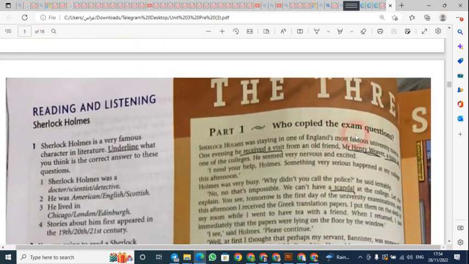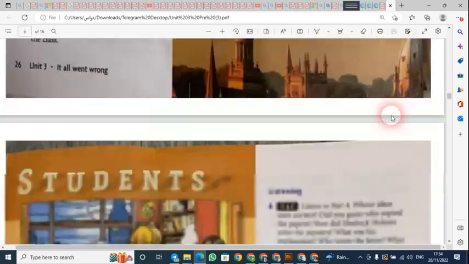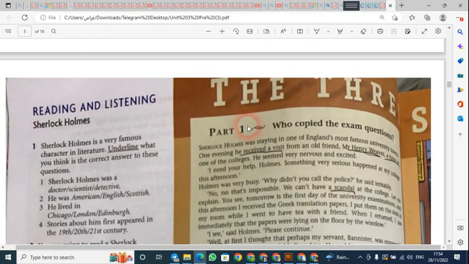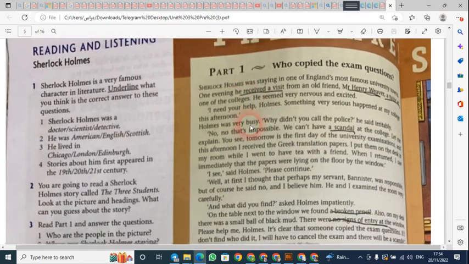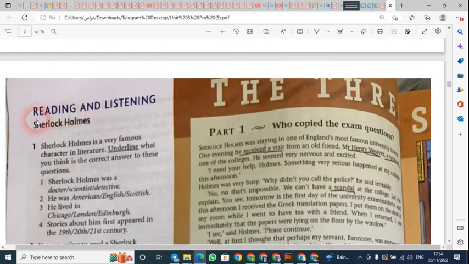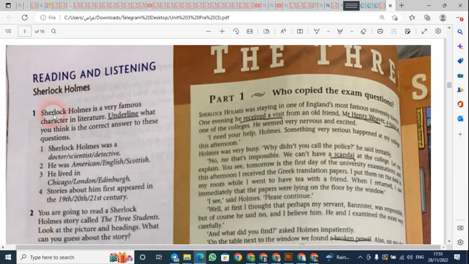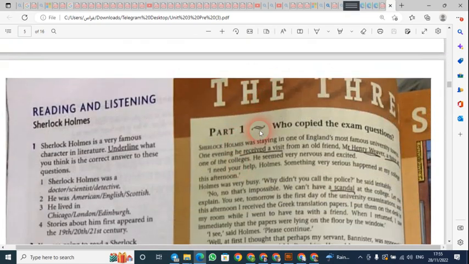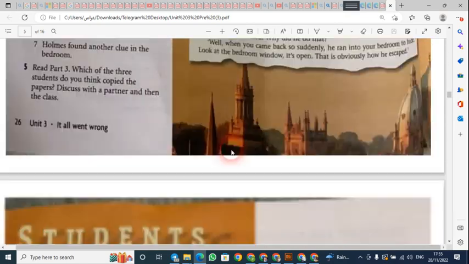We have a passage titled The Three Students. The Three Students. About the main character is Sherlock Holmes, the famous fictional character. الشخصية الخيالية الشهيرة. He's the English detective. المحقق الإنجليزي. Sherlock Holmes. Here the passage consists of three parts that come ثلاثة أجزاء, part 1, part 2 and part 3.